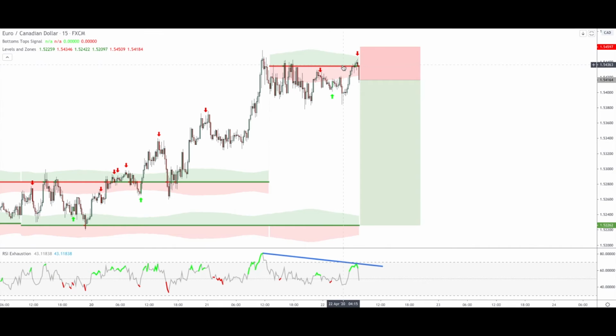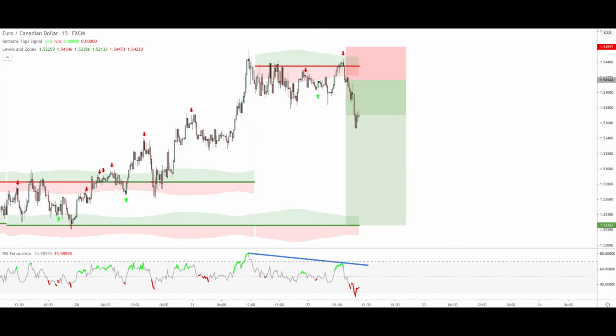we have this resistance that might stop the price from, it should prevent the price from moving higher. But we just need to wait and see where the price action goes. A quick update for you guys.